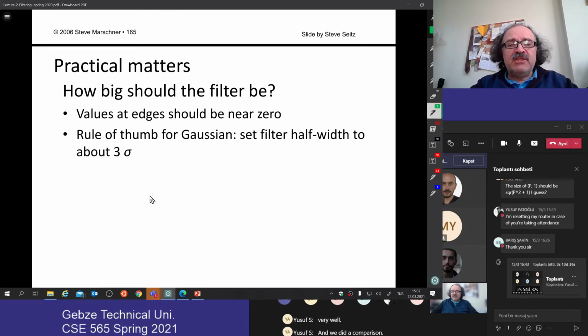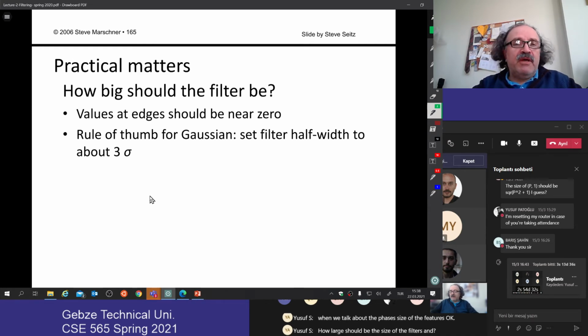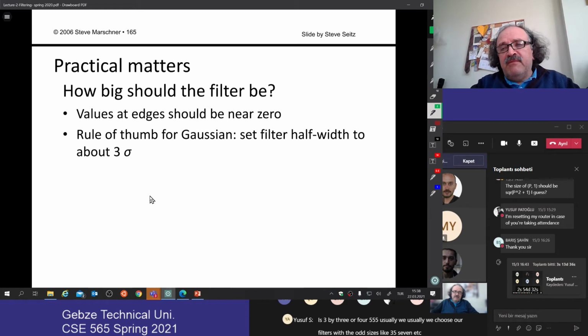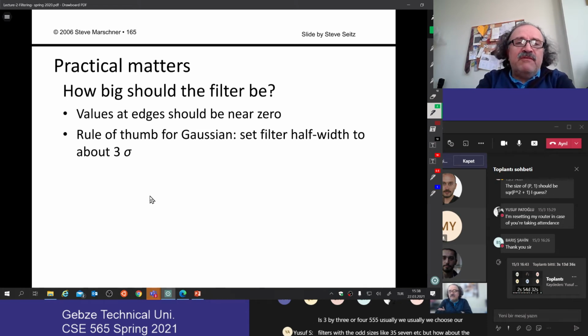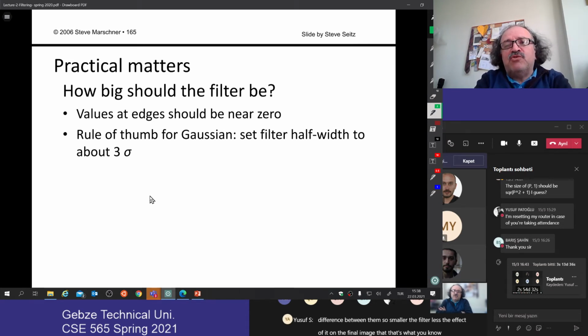One of the questions that comes to mind when we talk about the filters is the size of the filter. How large should the size of the filter be, is it 3 by 3 or 4 by 5? Usually we choose our filters with odd sizes like 3, 5, 7, etc. But how about the difference between them? The smaller the filter, the less the effect of it on the final image. That's what we know. But what is the optimal filter size? We don't know. It depends on the application.